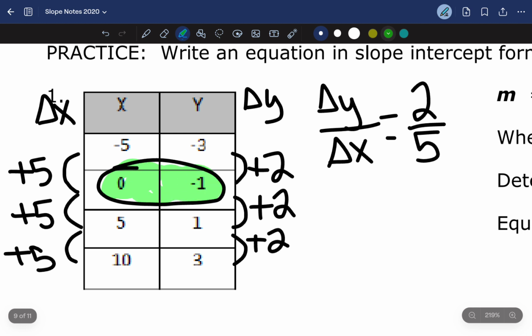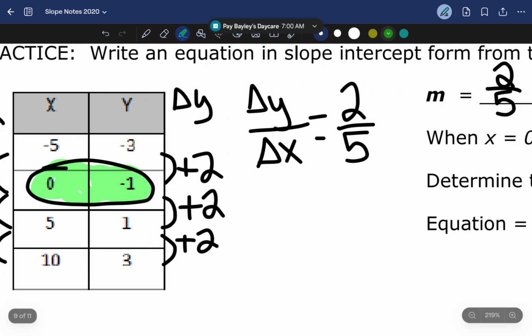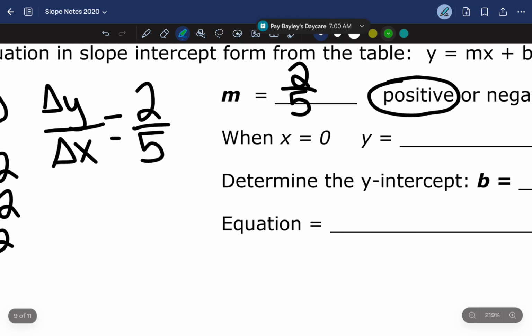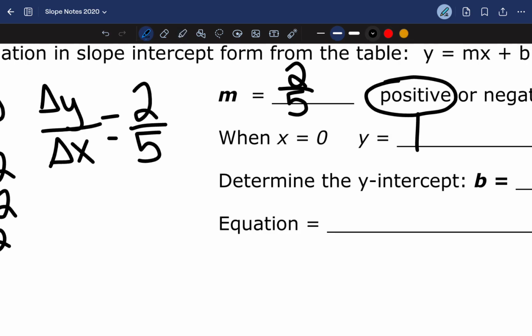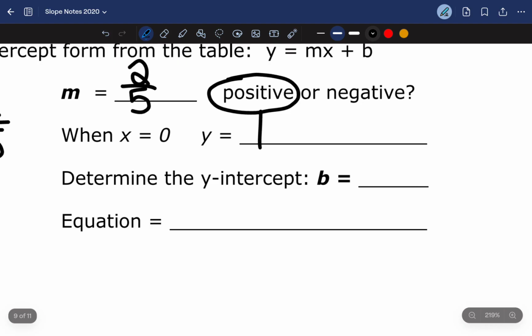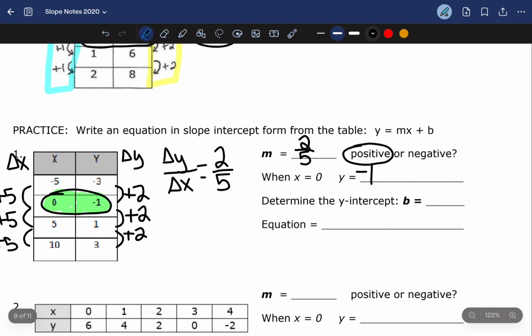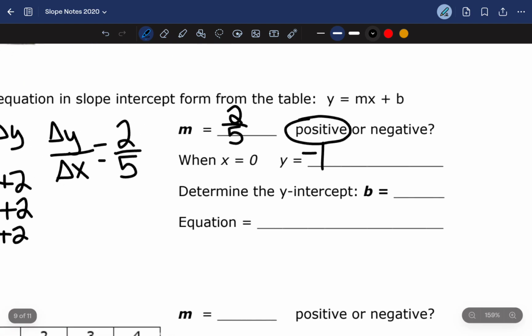And so that is my y-intercept. So when x equals 0, y equals 1. So the y-intercept, or not 1, sorry, -1. I'm going to double check. Yeah, -1. So then it says to determine the y-intercept. So my y-intercept, b equals -1.